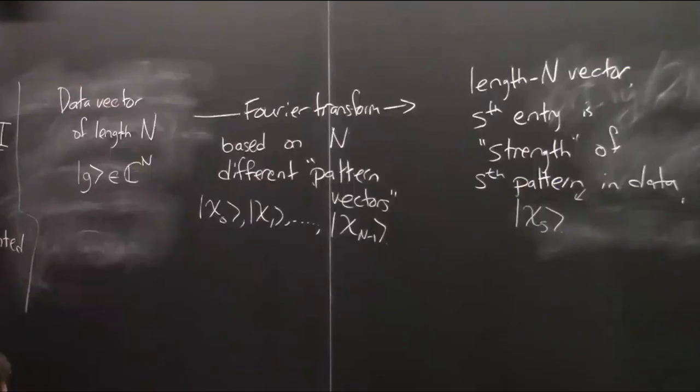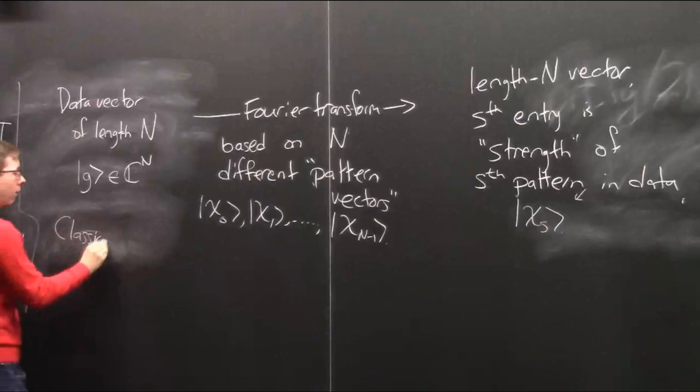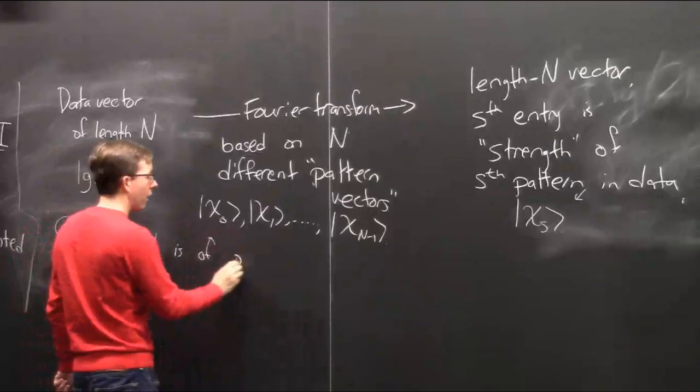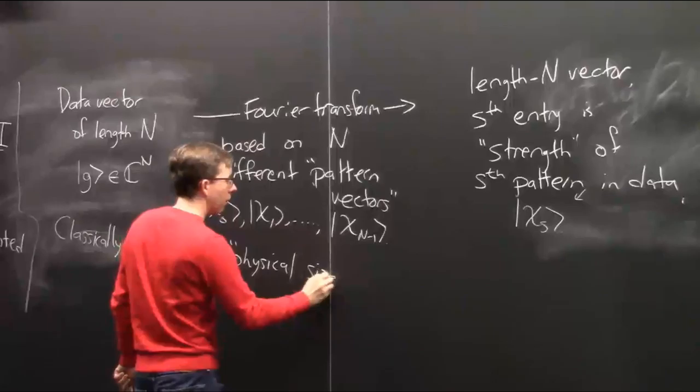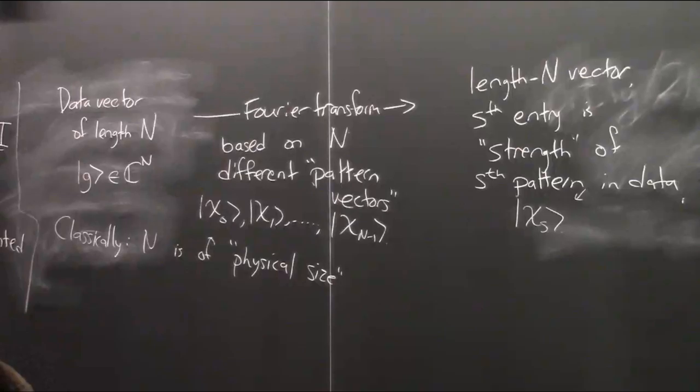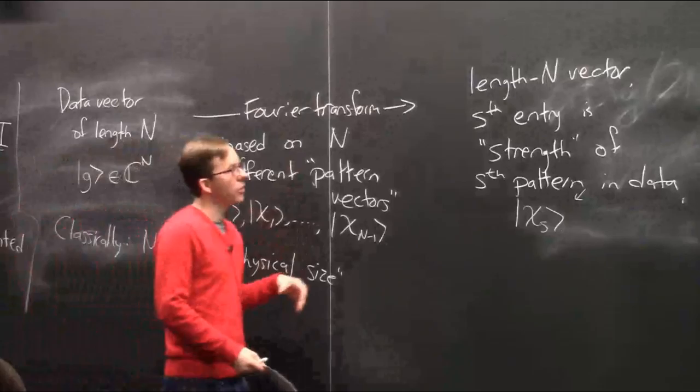But what's cool is that in a classical scenario, you do this all the time, but N is of physical size. I mean, you actually have these vectors explicitly stored on your hard drive or your piece of paper. Maybe capital N is 100 or 1,000 or maybe a million. And then this is some kind of linear transformation, as we'll see, and you explicitly get out the length N vector at the end.